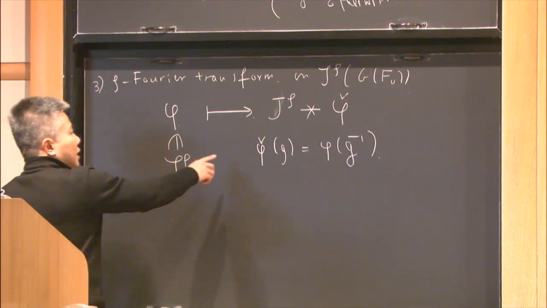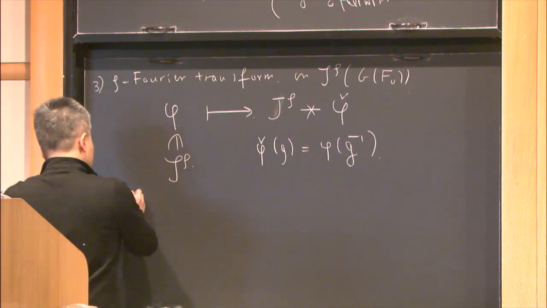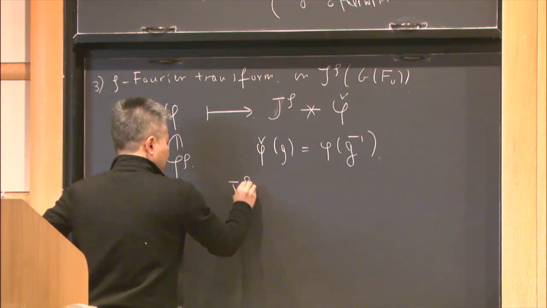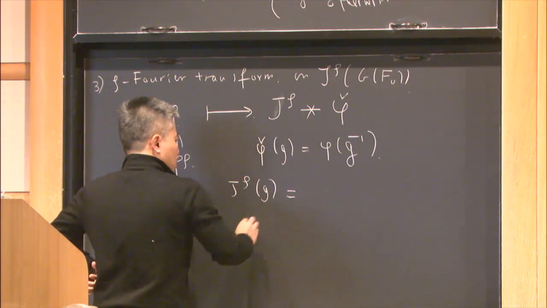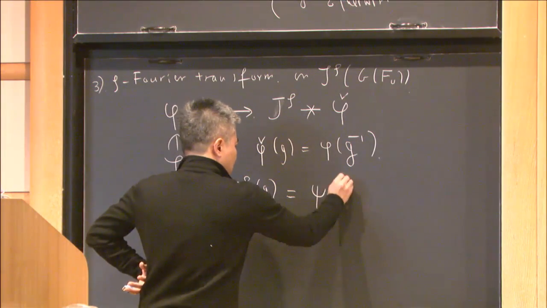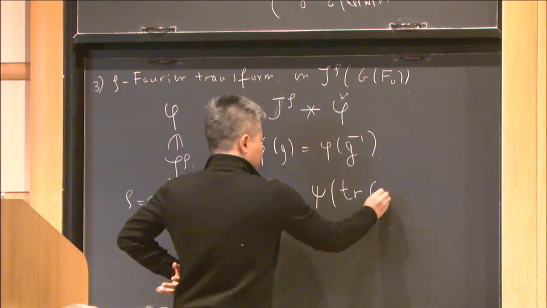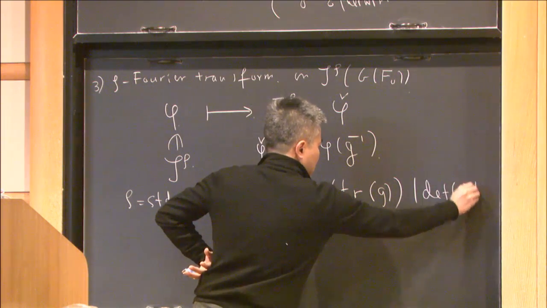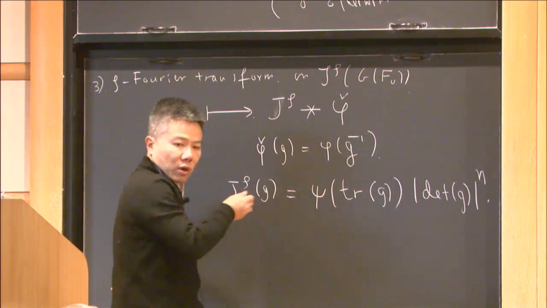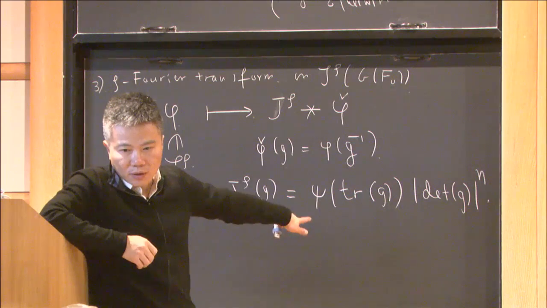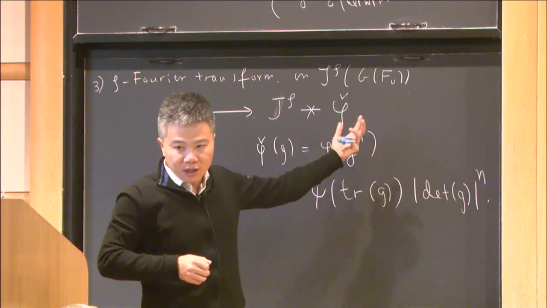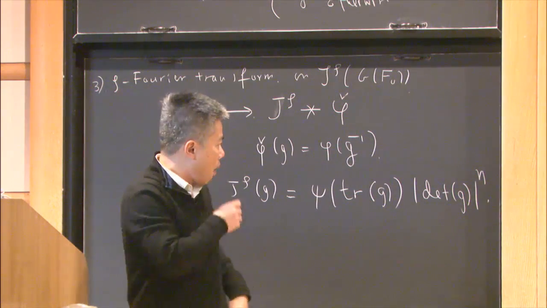And the property is, if rho is the standard representation, then J_rho is just given by psi of the trace of g times g to the n. So that is just how the Fourier transform acts, and this is the kernel of the Fourier transform. You will write it as a multiplicative convolution, right, in this.